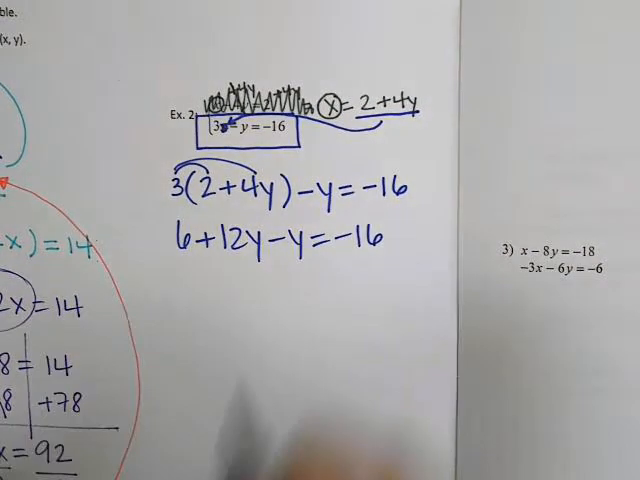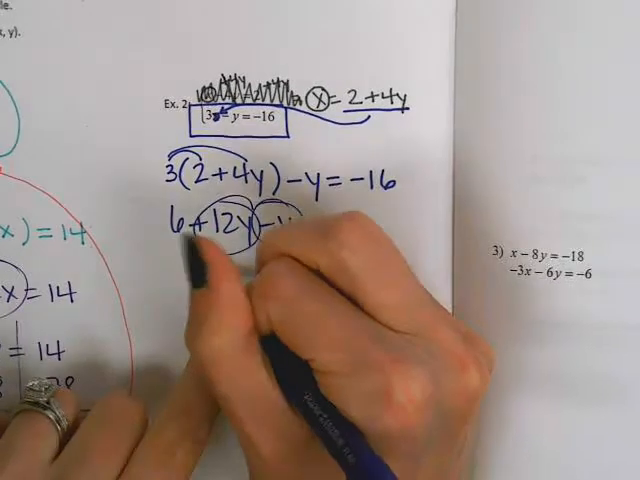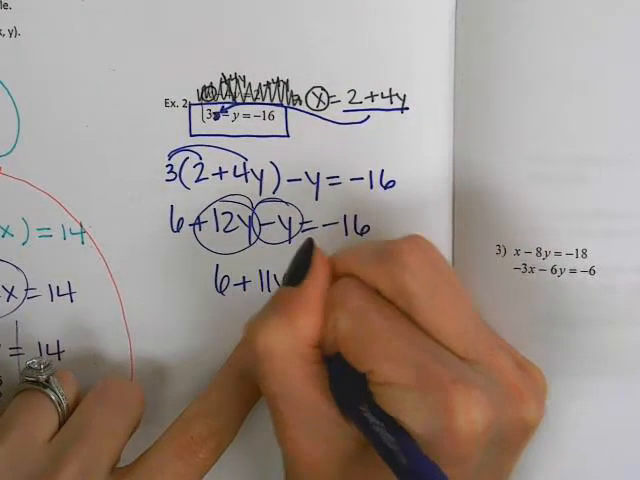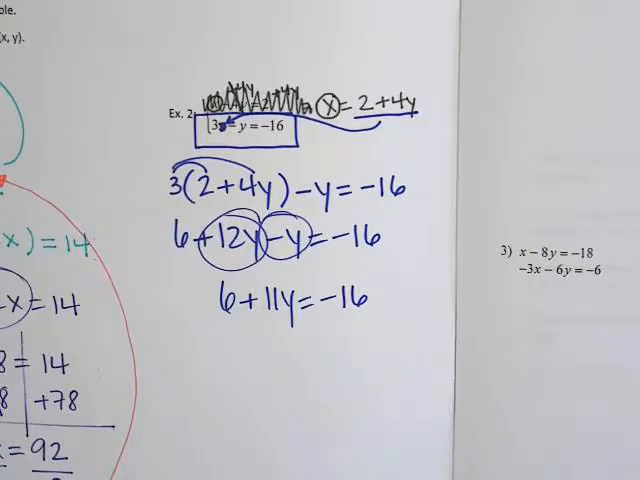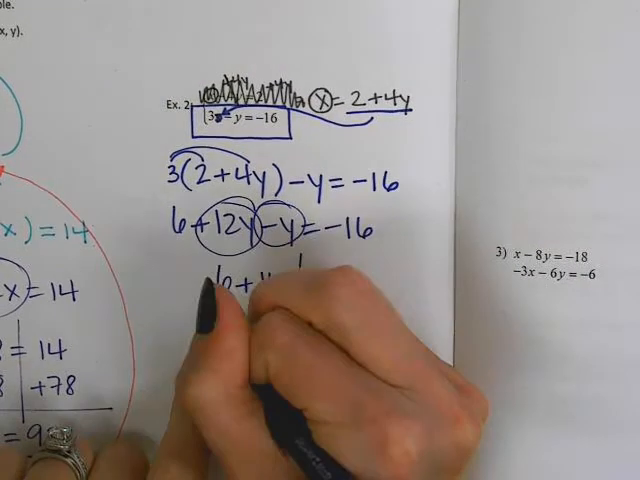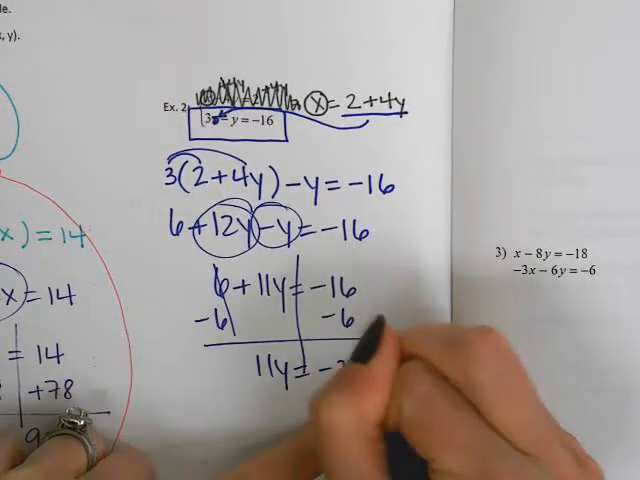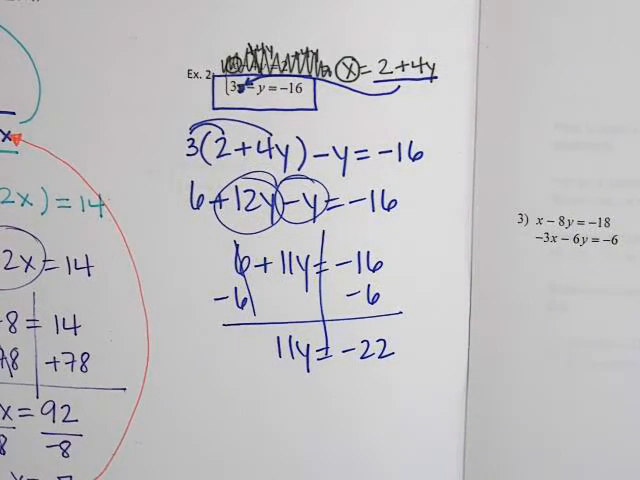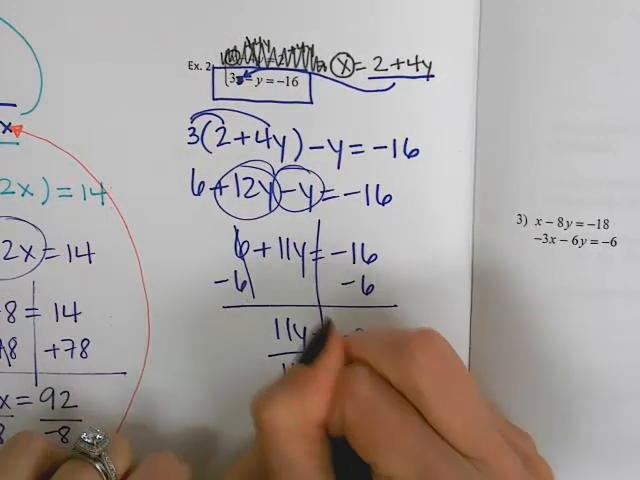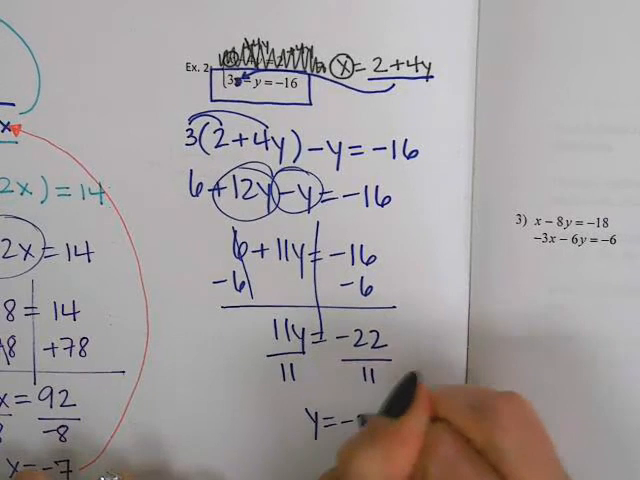And then we got some like terms. 12y minus 1y is 11y. So we're at 6 plus 11y equals negative 16. And then keep going, draw the wall. Minus 6, minus 6. We have 11y equals negative 22. Divide by 11, divide by 11. And y is negative 2.